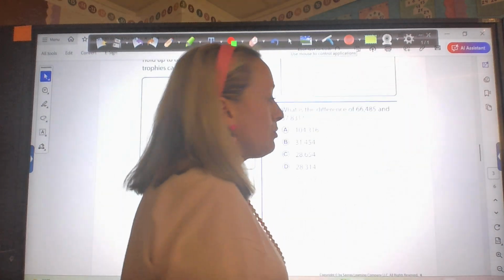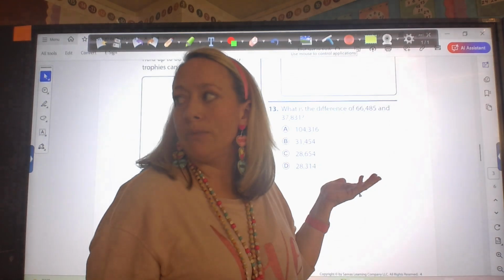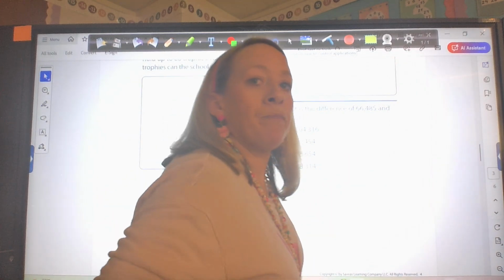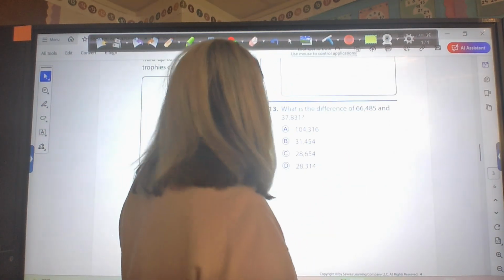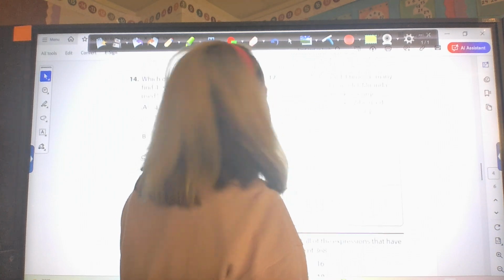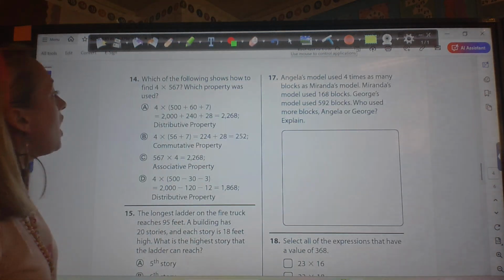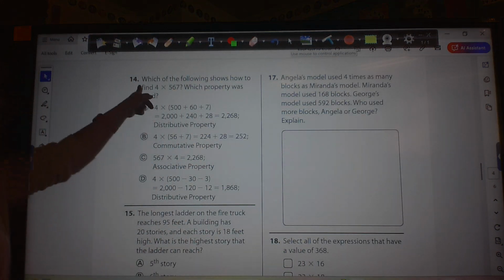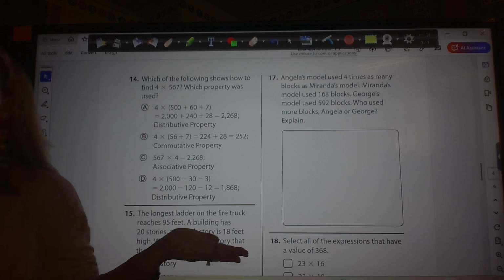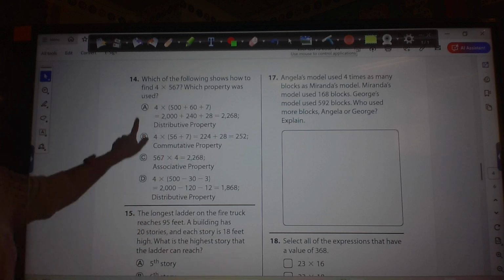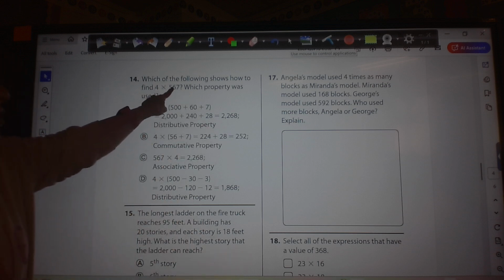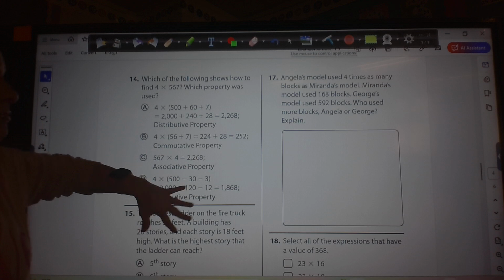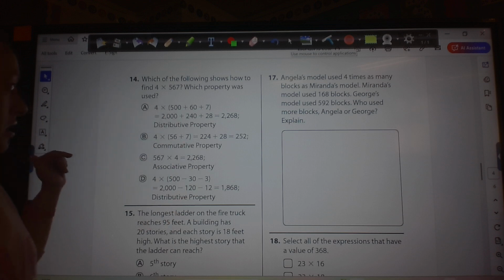Okay, what is the difference? What is it asking, guys? Good, because I watched them really closely. Yes, it's asking you to subtract. Okay, which of the following shows how to find 4 times 567? Do you know how to do the box method? That's all that's saying. It's going to be 4 times 500, 4 times 60, 4 times 7, right? So whichever one it does.